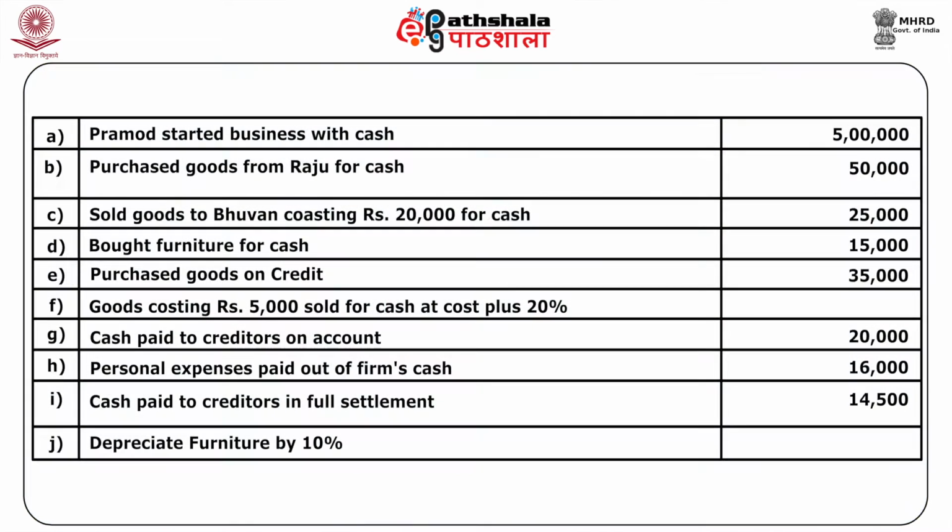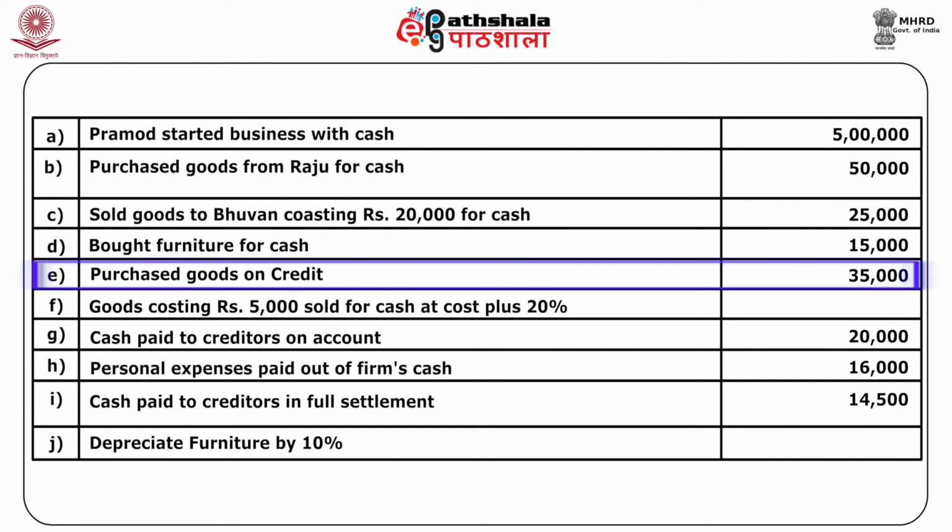Let's prepare an accounting equation on the basis of the following question. The first point of the question is Pramod started business with cash of 5 lakh. He purchased goods from Raju for cash of 50,000. Sold goods to Bhuvan costing rupees 20,000 for cash and it sold it for rupees 25,000. Bought furniture for cash of rupees 15,000.